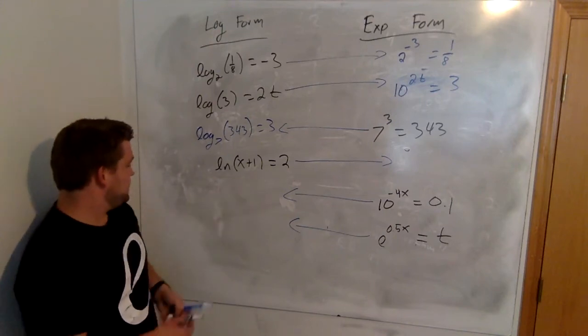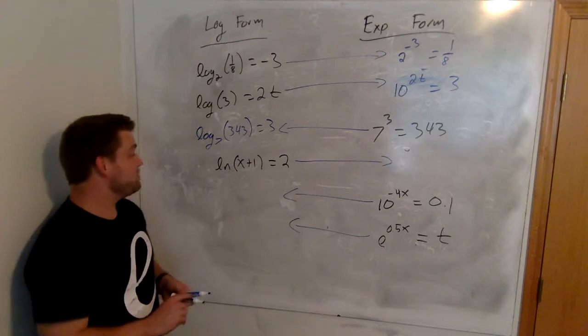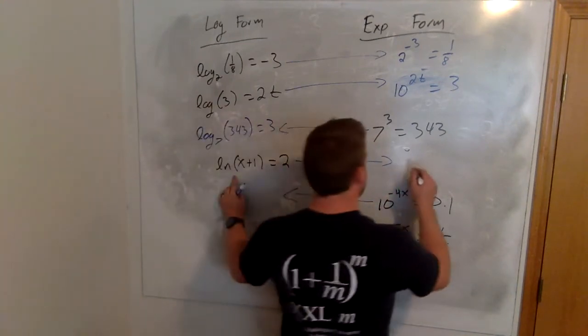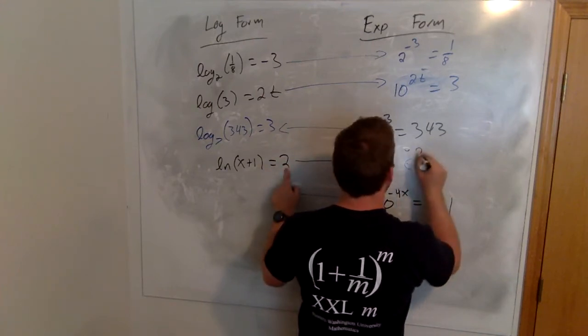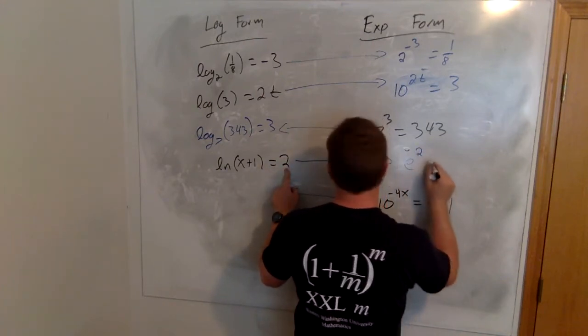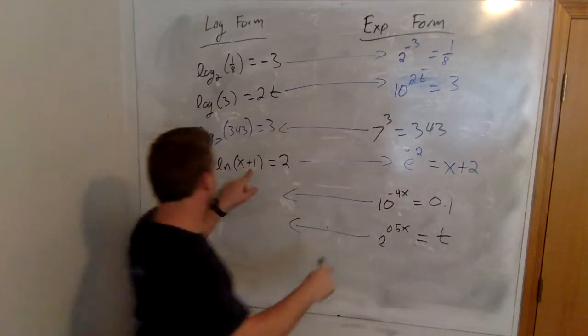Okay, how about right here? Well, here I have natural log. So what does that mean? That's log base e. So this means e to the power of 2, remember logarithms are exponents, would be equal to x plus 1.